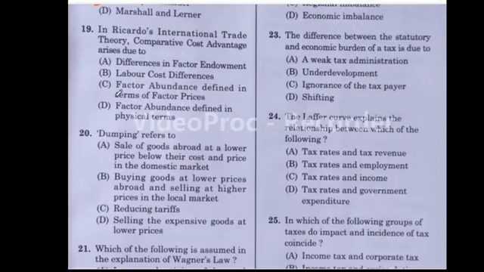Question number 19: In Ricardo's international trade theory, comparative cost advantage arises due to option A differences in factor endowment, option B labor cost differences, option C factor abundance depend in terms of factor prices, option D factor abundance depend in physical terms. Yes, here the right answer is option B, labor cost differences. According to David Ricardo, international trade arises due to labor cost differences.